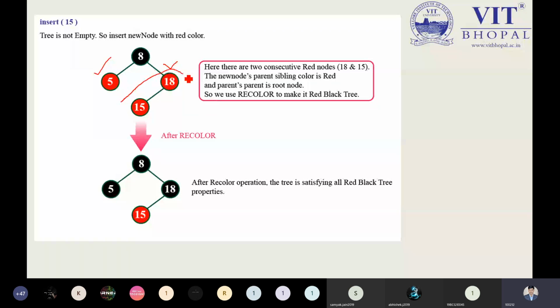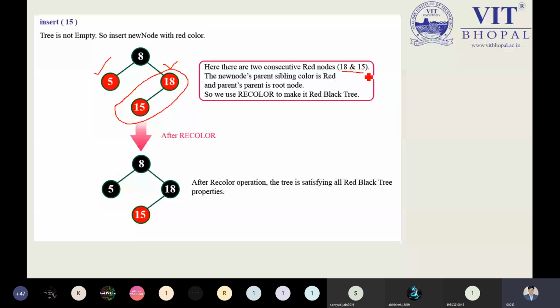Two consecutive red nodes can't be possible, because it is a property of the red black tree: red, then black, then red, then black. So this is the phenomenon we have to handle. Here there are two consecutive red nodes, 18 and 15, as you can see on the slide. So the new node's parent's sibling color is red.